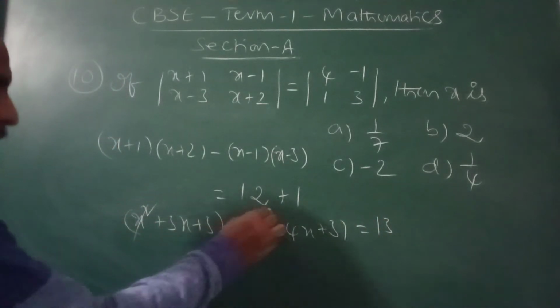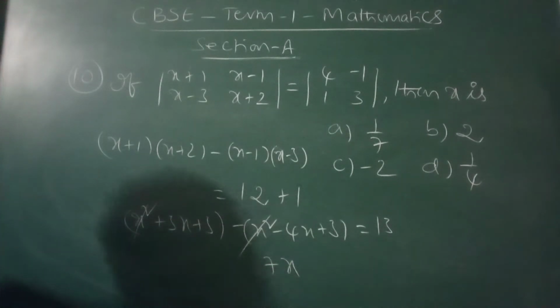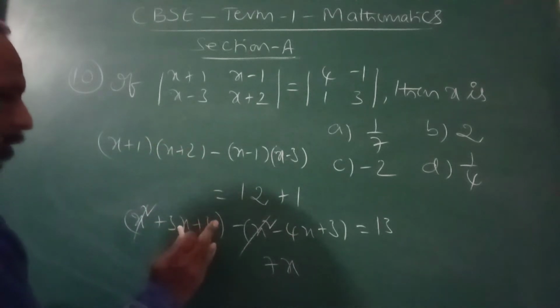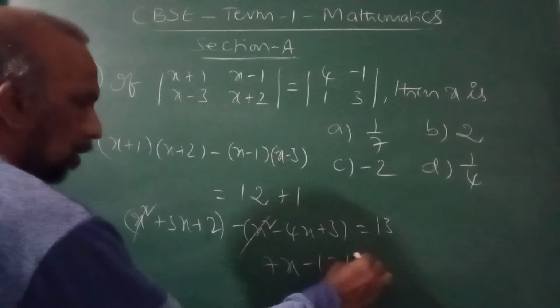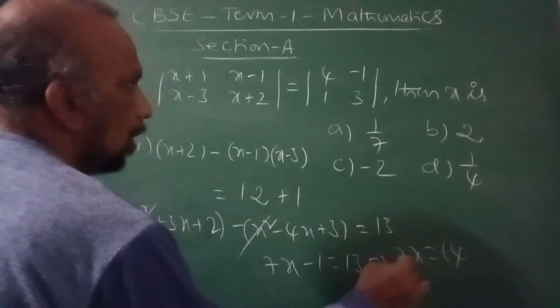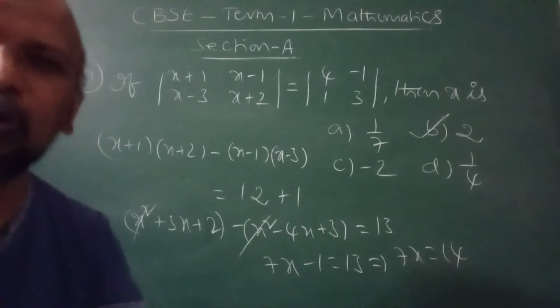Alright, now x square gets cancelled here, 7x you can write here, minus 3, you will get this one, this is 2, right, this will be 2. You will get 2 plus 2 minus 3 minus 1 equal to 13. So 7x is equal to 14, x is equal to 2. That will be our answer. 7x is equal to 14, x is equal to 2.